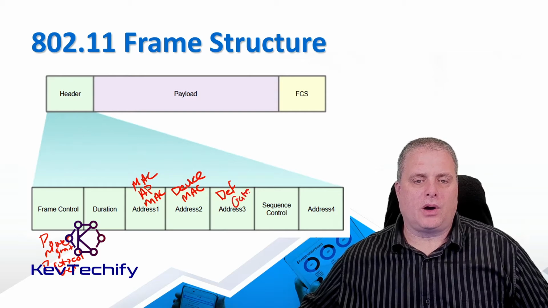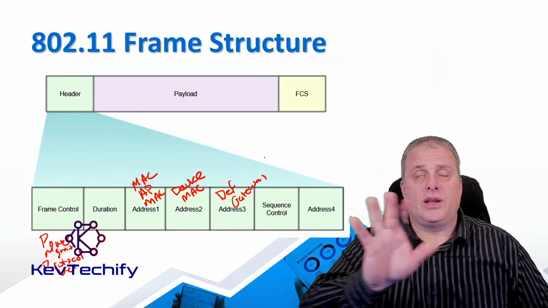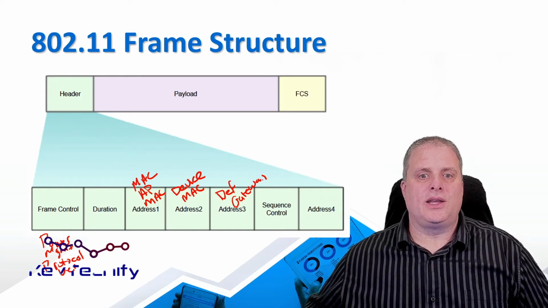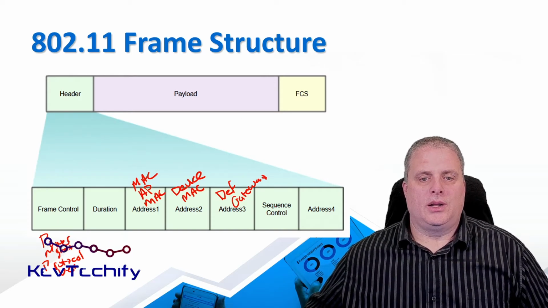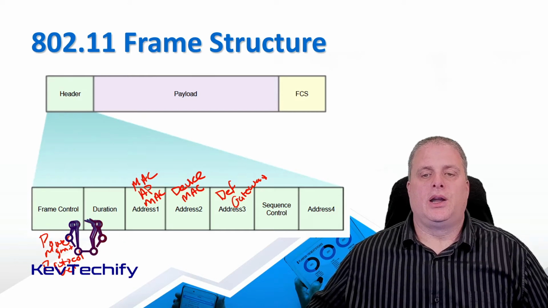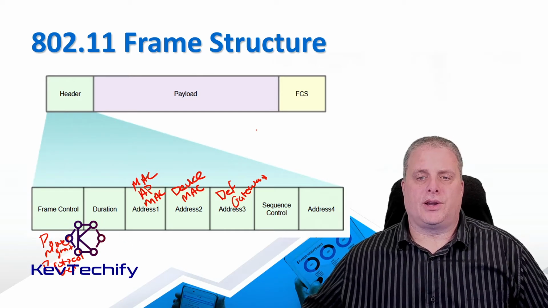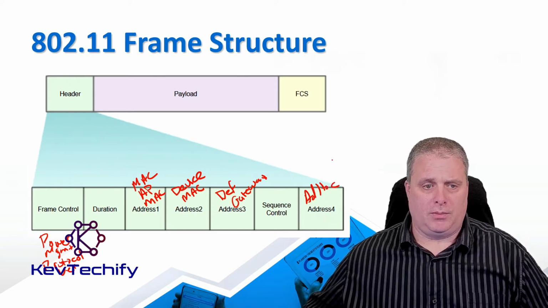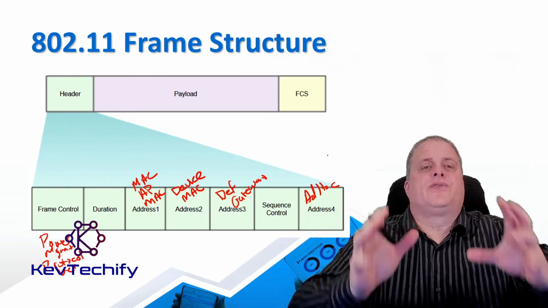Because we have to go through ARP and that type of stuff here, even with the 802.11 wireless frames, we still need to know where do we send our data to get off of the network. Then we have some sequencing control in there. And then sometimes we even have a fourth address. Fourth address here is typically used for ad hoc mode. We have all of that data in this frame structure.